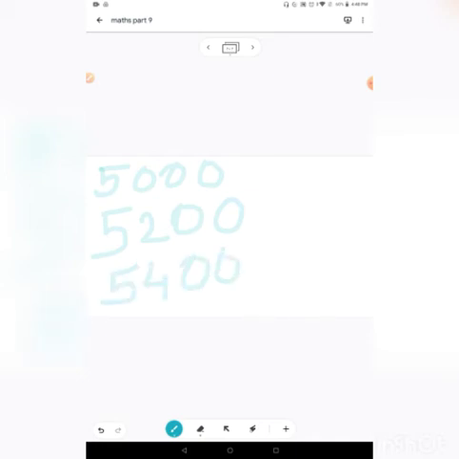Okay, so now what we have to do is find out the relation. In all of them the ones place is the same, the tens place is the same, the thousands place is the same, only the hundreds place is different. We identified that very easily. Now we have found the relation.